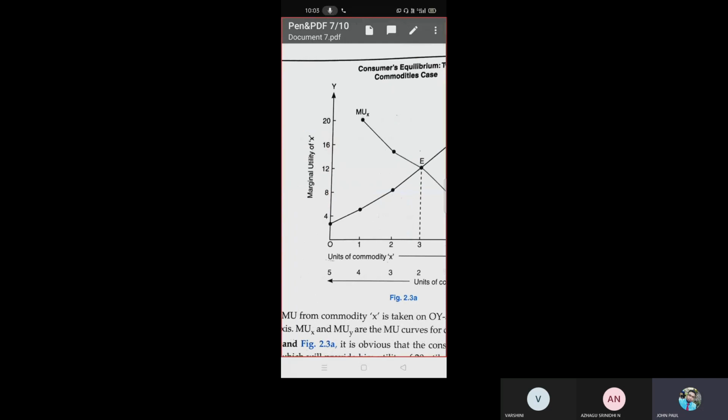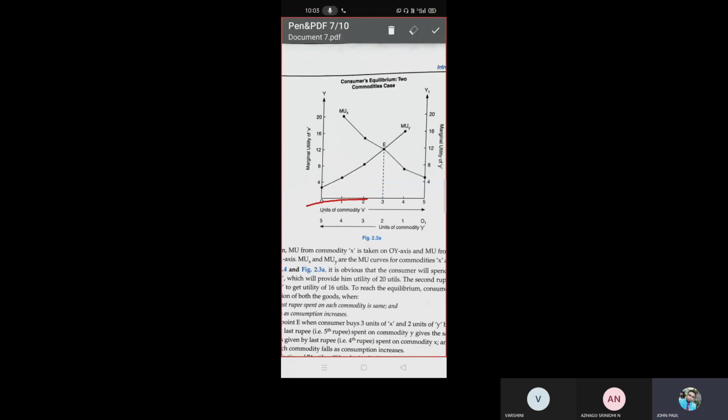Now they have taken, you can see, the x-axis 0, 1, 2, 3, 4, 5, and this is the x dash axis. Okay, so they have taken the reverse, 0, 1, 2, 3, 4, 5. So what happened? You can see this one. This is the marginal utility of dairy milk. Sorry, yes, marginal utility of dairy milk. Okay, you can see.